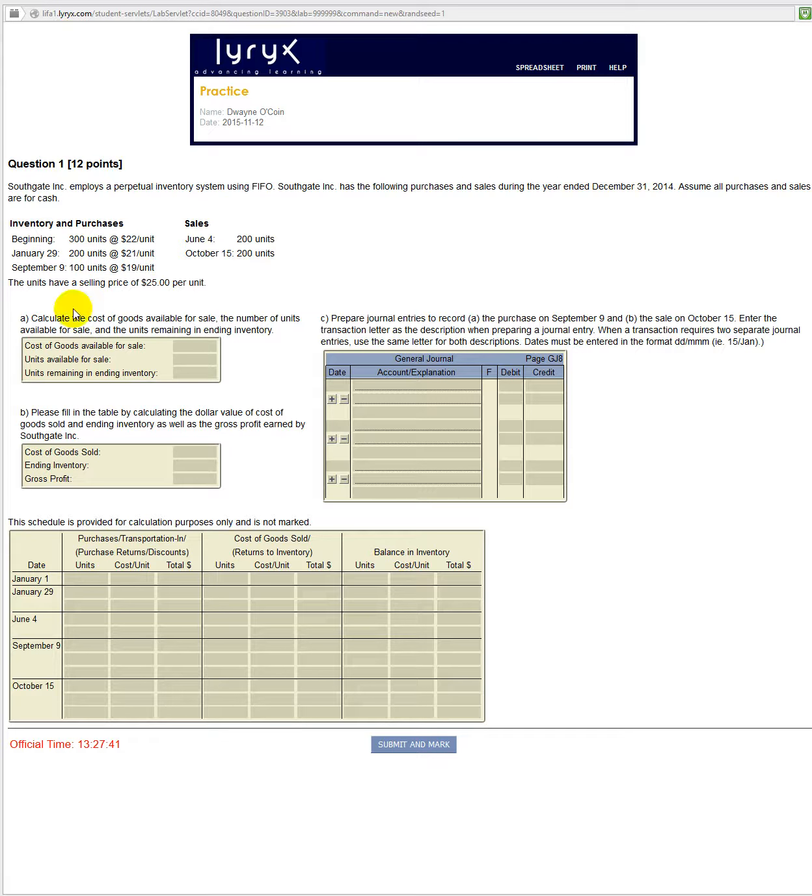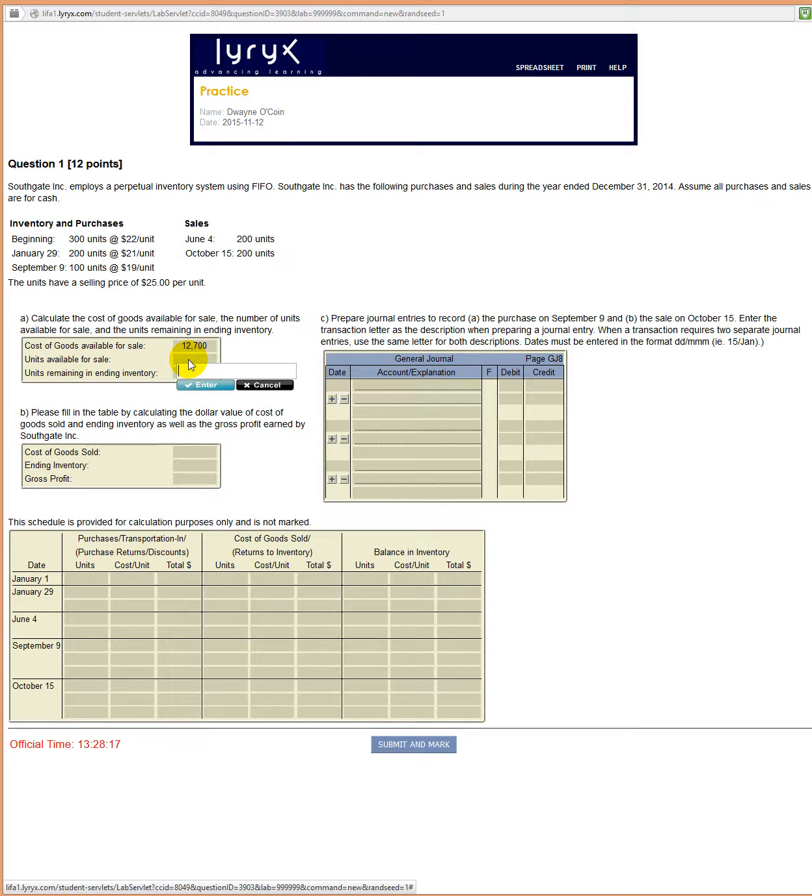So we are calculating the cost of goods available for sale, so that's beginning inventory plus purchases during the year, and then the number of units available for sale and the units remaining in ending inventory. So the cost of goods available is going to be the 300 times 22, the first beginning inventory amount, plus we purchased 200 at 21, plus another purchase of 100 at 19. So the total cost of goods available for sale is 12,700, and that's calculated as shown here.